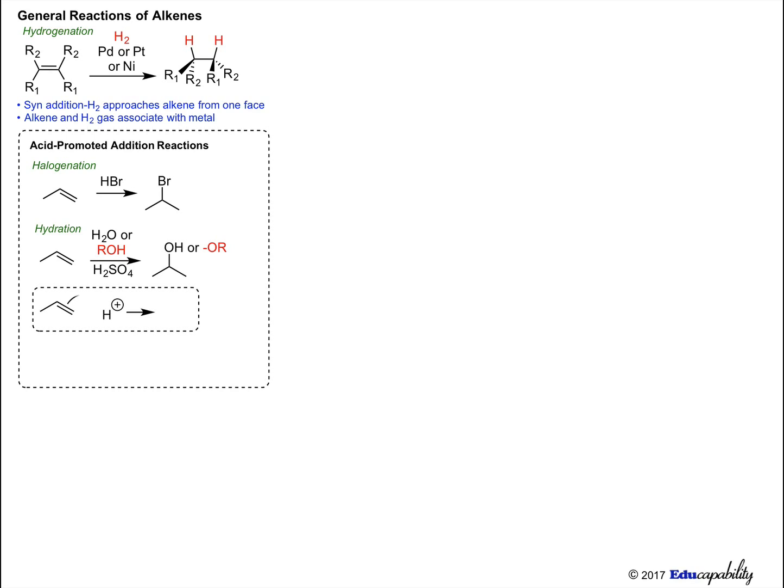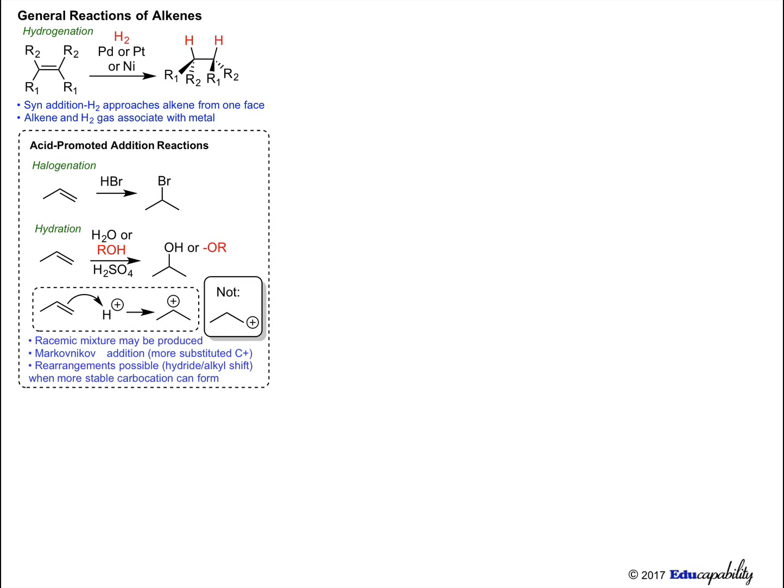The more substituted carbocation forms because it is more stable. Because carbocations are trigonal planar in geometry, they can be attacked by the nucleophile from the top face or the bottom face. So if there is a stereocenter produced in the reaction, it will be a mixture of R and S. When this happens, we say a racemic mixture is produced.